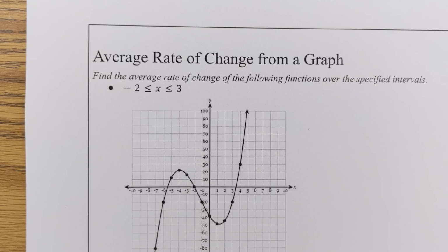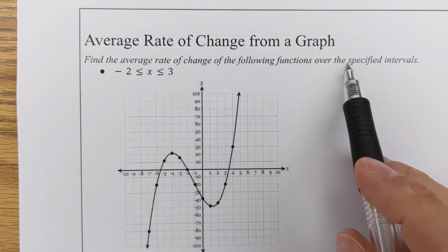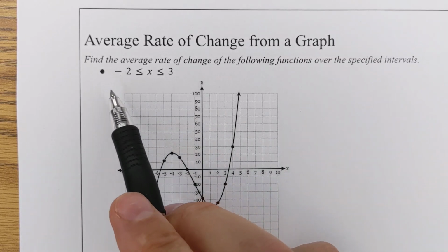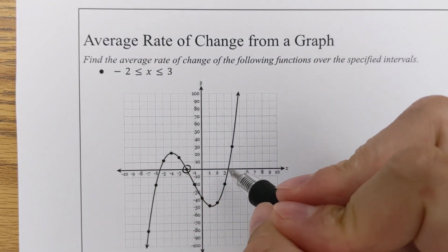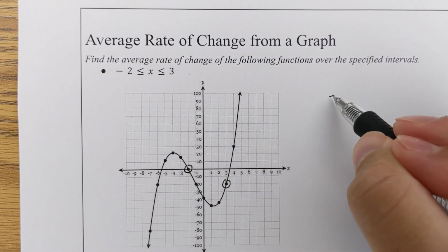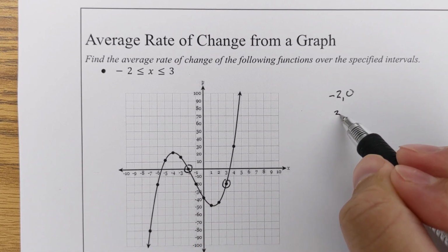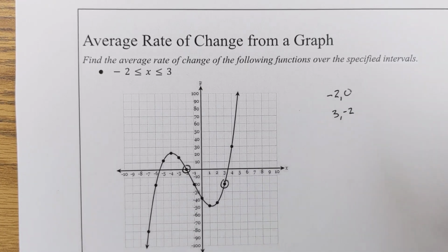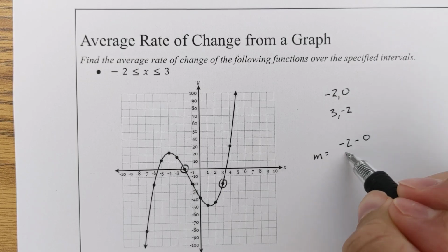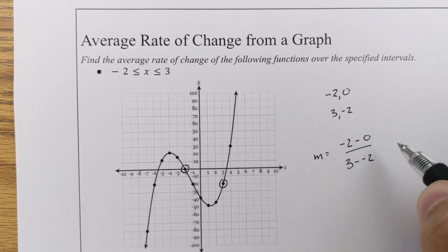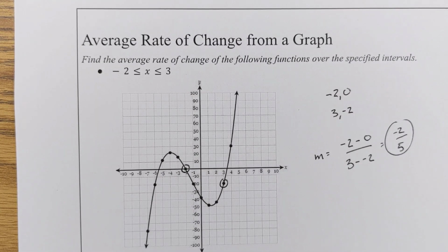So this one was increasing, this one was decreasing. Okay, average rate of change from the graph. Find the average rate of change over the specified interval. So just find the slope. Now these are our x values, so -2 and 3. So we are looking between that point and that point. Those two coordinates are -2, 0 and 3, -2. And then I just need to find the slope. So y2 minus y1 over x2 minus x1. So that's -2 on top, that's +5 on bottom. There's your average rate of change.